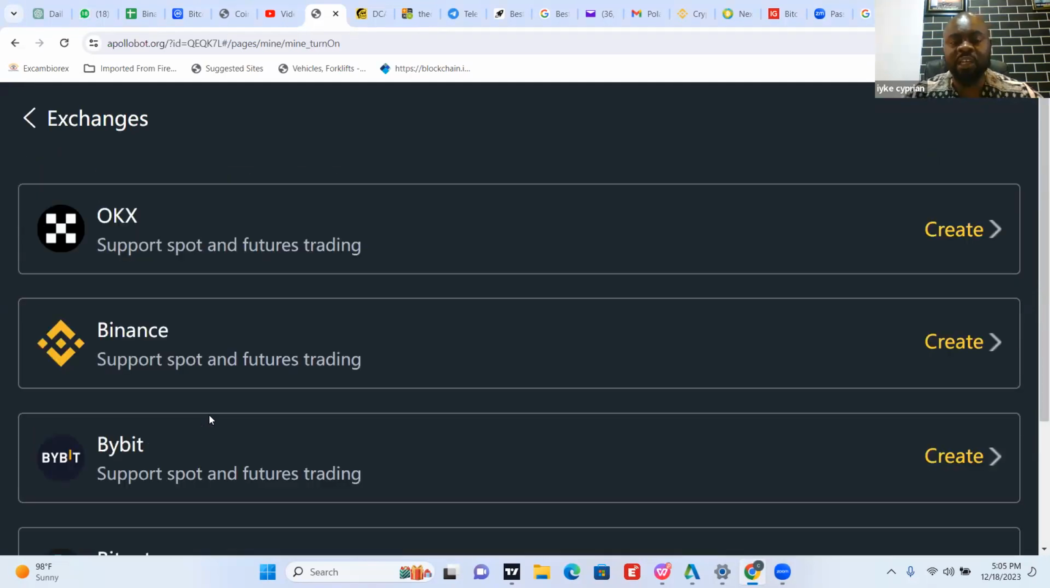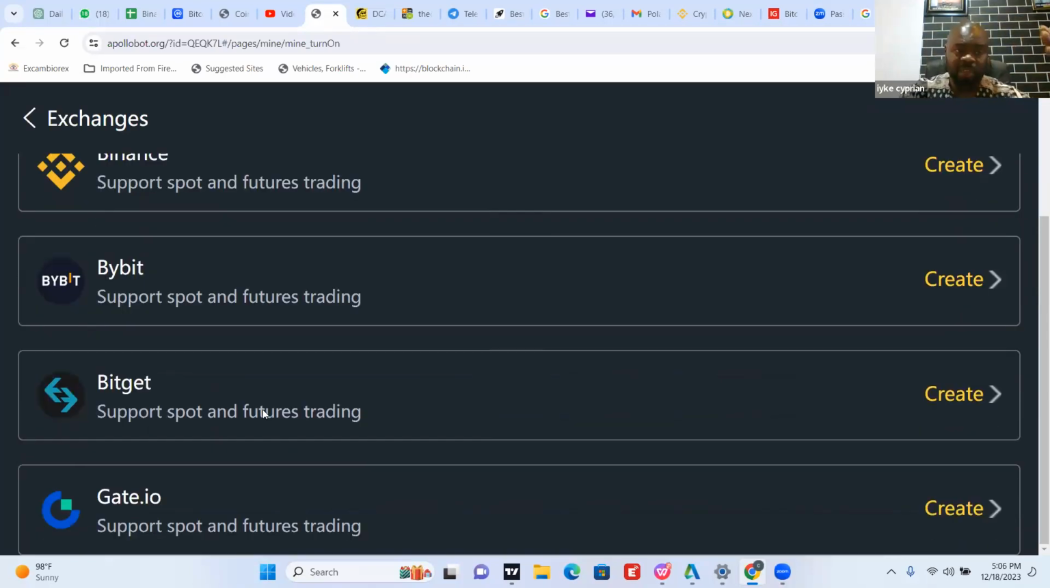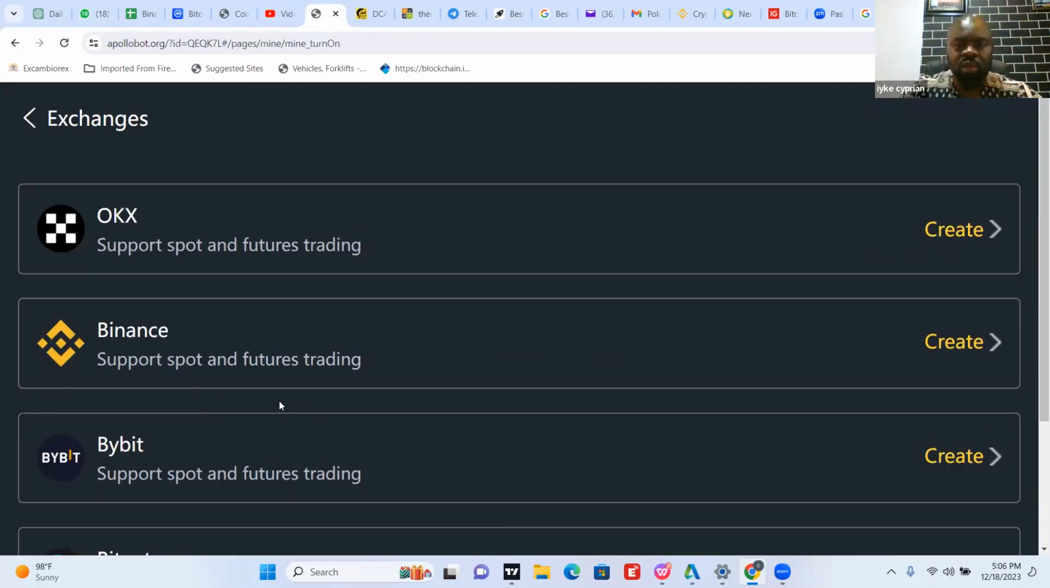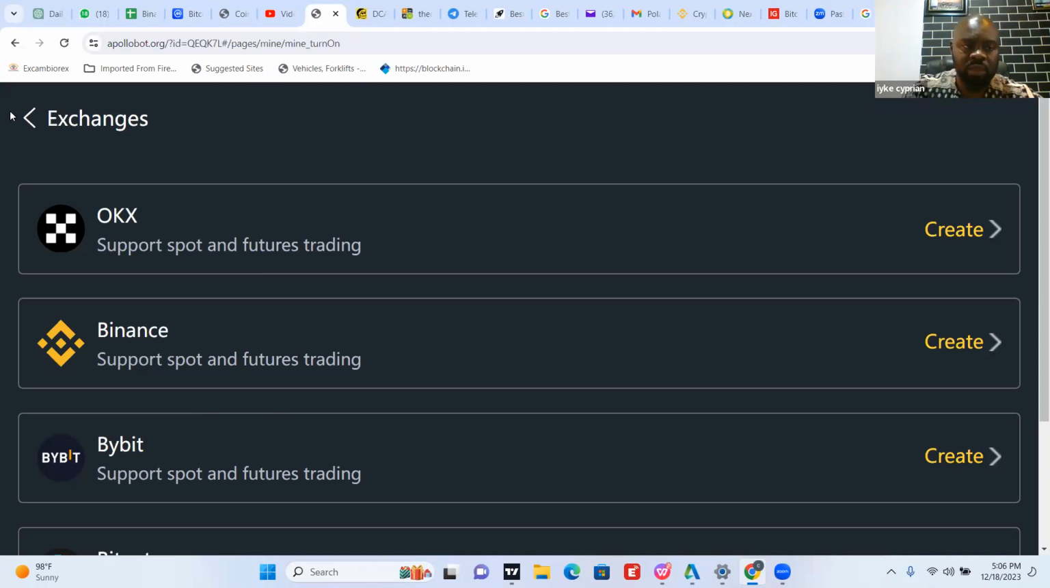Depending on your zone, the country you find yourself in, there are exchanges that are permitted and some that are not permitted. If you're in the UK, I'm sure of BitGet and probably OKX, not too sure. So you choose whatever exchange you are familiar with. So these are the exchanges.